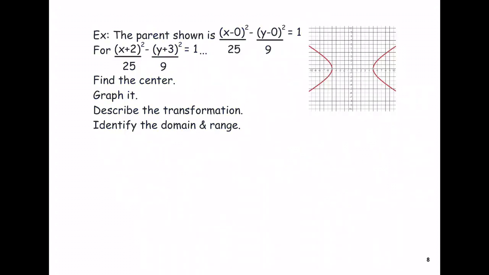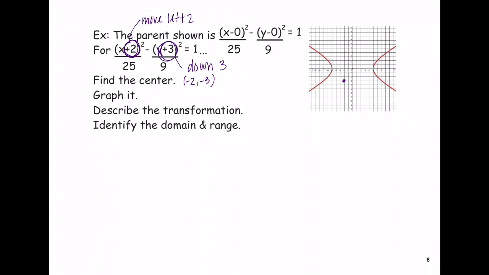Looking at the first example, the parent function of the hyperbola is shown, and then we are going to translate that. So our x comes first, so it's going to open left to right. Inside is opposite, so this is going to move left 2. For our y, inside is opposite. This is going to move down 3. So our transformation from our center is left 2 down 3, which gives us a new center of -2, -3.